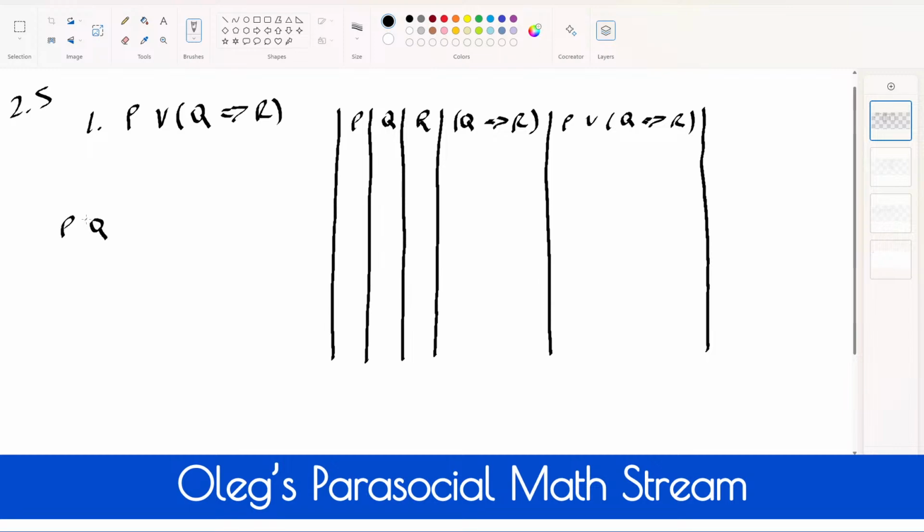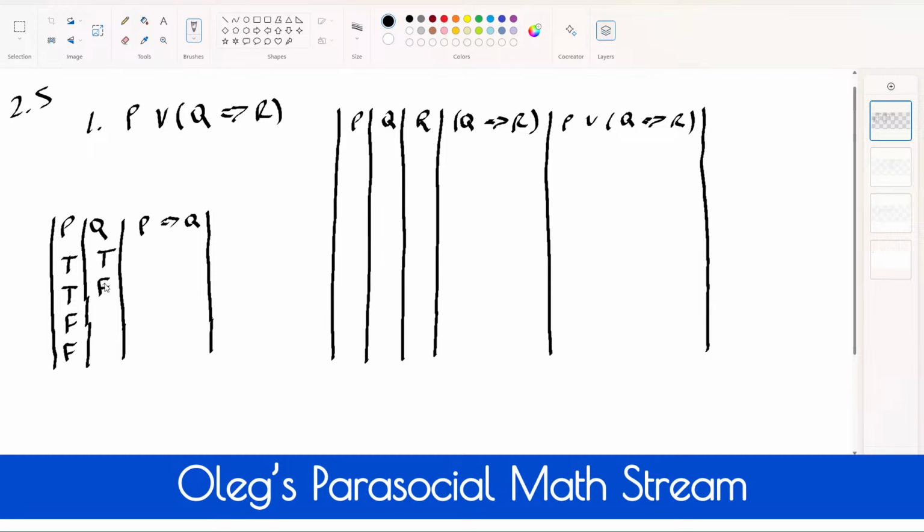P and Q. Just going to write a quick, simple truth table for just 2 variables. P implies Q. True, true. True, false. False, true. False, false. Page 44. So, true implies true is true. If P is true but Q is false, it is false.